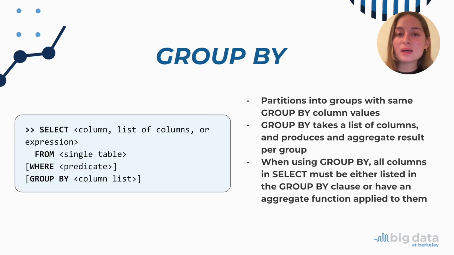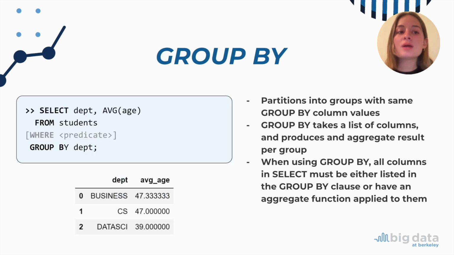Lastly, we will be talking about the group by command. This command partitions information into groups with the same group by columns. Group by takes a list of columns and produces an aggregate result per group. When using group by, you must make sure that all columns in select must be either listed in the group by clause or have an aggregate function applied to them.